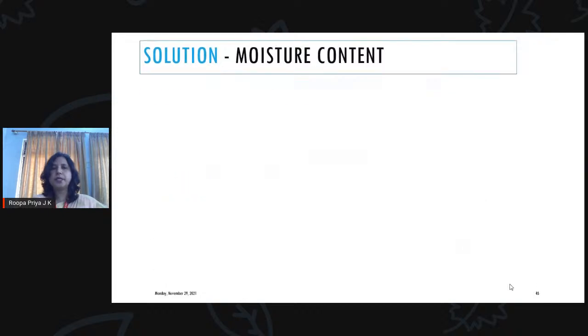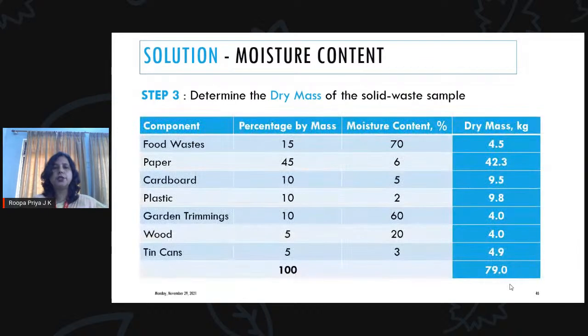So in this way, we have to calculate the dry mass for each and every component of the solid waste. And after we calculate, we have all the dry mass calculated for each and every component. Here you can observe the total percentage by mass of these components is 100. And we have the dry mass calculated in the last column, which is expressed in kg. This is also summed up, and the total value of the dry mass is 79 kg according to this problem. Now we have 79 kgs of dry mass.